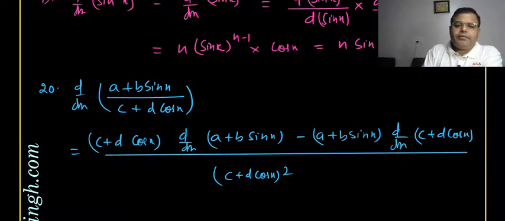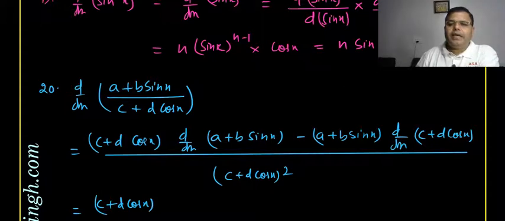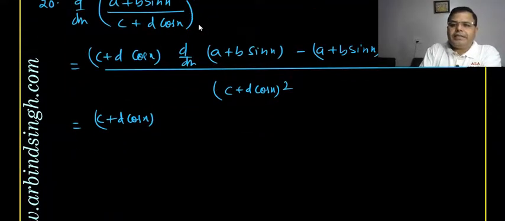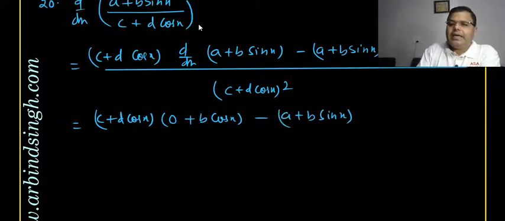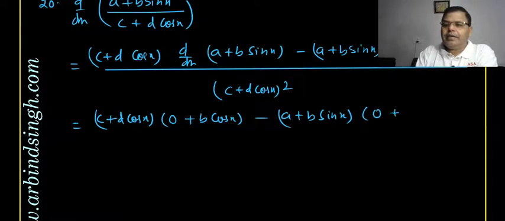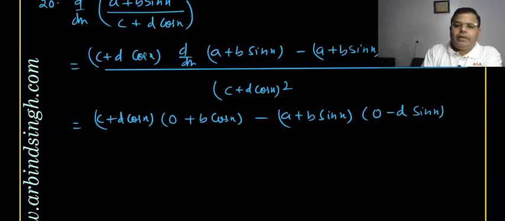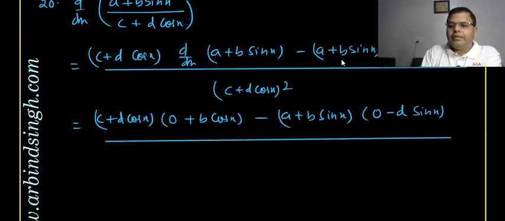Now what is left out? So it will be left like c plus d cos x, isn't it? And a plus b sin x. The derivative of a is 0 plus b, the derivative of sin x is cos x, minus a plus b sin x. And here the derivative of c is 0 and the derivative of d cos x is, d will be a constant, and the derivative of cos x is minus sin x. So d sin x, whole divided by the same thing, c plus d cos x whole square. Isn't it?